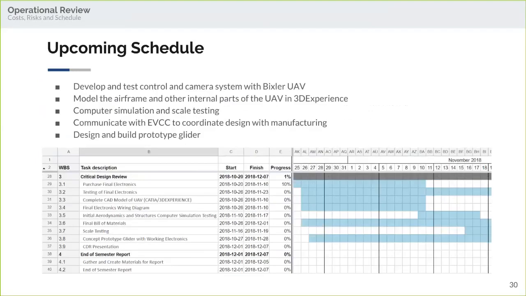So for our upcoming schedule, we are going to develop and test the camera system using a pre-bought UAV. This way we don't have to put our actual UAV into production that early, and our electronics can be verified before they go on it.